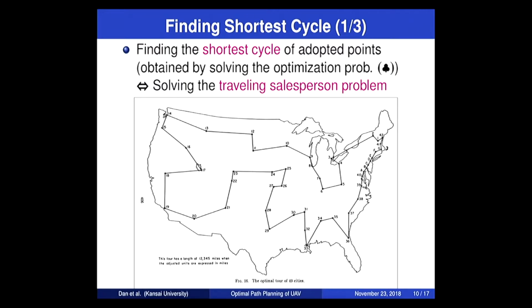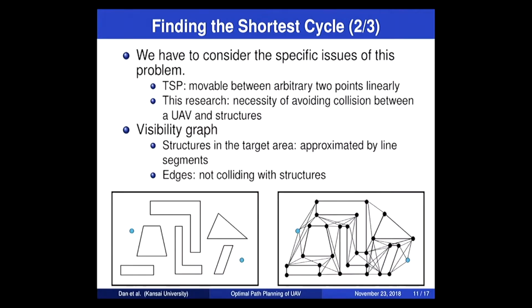TSP is one of the most famous optimization problems. Therefore, we can use existing methods for solving this problem. However, we have to consider the specific issues of this problem. In the TSP, the traveler can move between any 2 points linearly, but in this research, we have to avoid collisions between the UAV and structures.